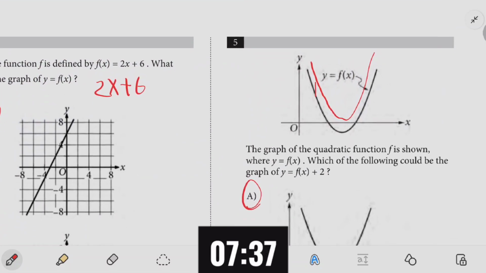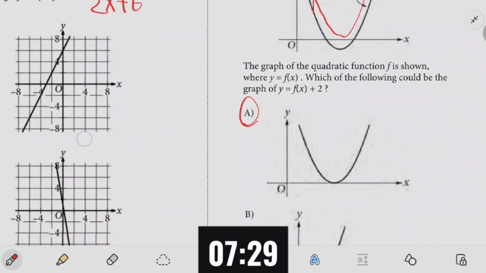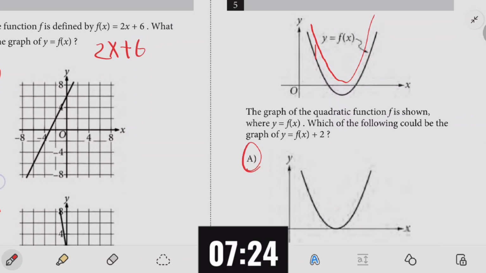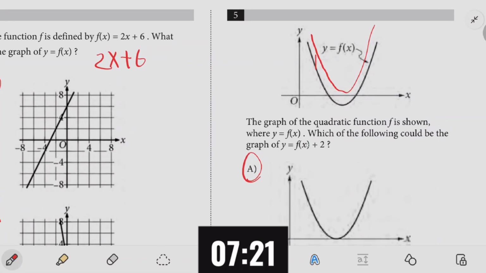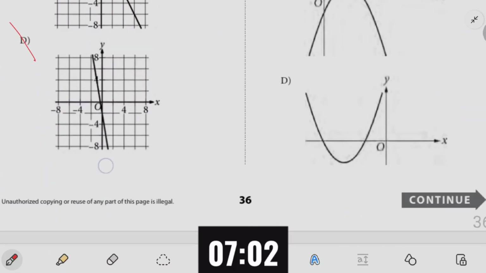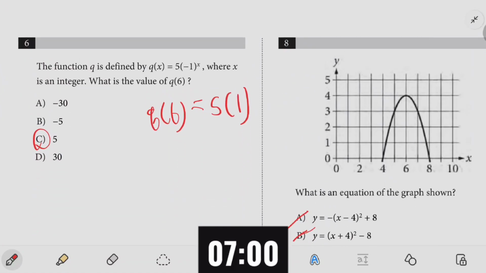Graph of the quadratic function f is shown where y equals f(x), which of the following could be the graph of y equals f(x) plus 2. You just add 2 to it and you raise it up. It can't be that bad. For every x value. So, okay. Y is equal to that. But if you add 2 to the final value, then you're raising the y value up by 2 for any given x. So, of course, it's going to be that one. We have 7 minutes left.